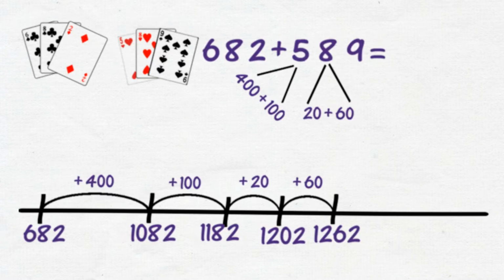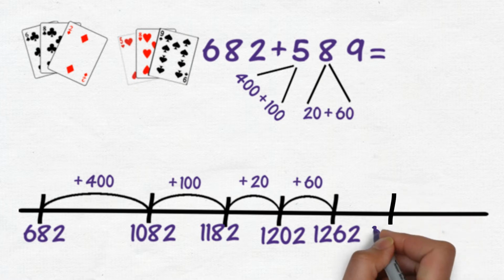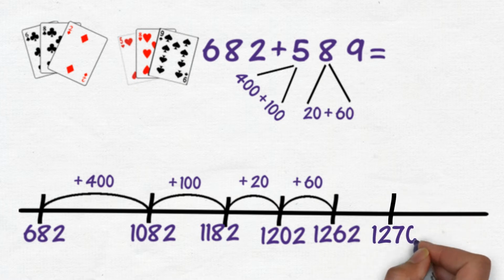So we've added the tens. Let's add the ones now. We want to add to the next place value. Because we're adding ones, we want to add to tens. Because we have 1,262, will we have 1,270?